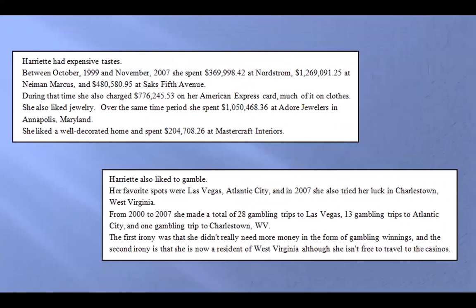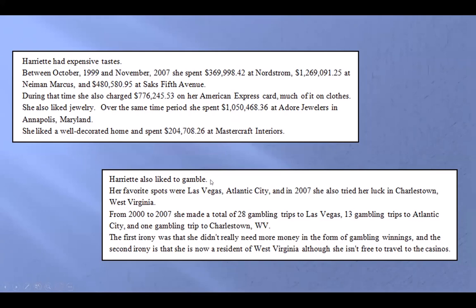Harriette had expensive tastes. You can read the top lines there. And here's another problem. If Harriette is spending that amount at Neiman Marcus and that amount at Nordstrom, she would be far better dressed than the average person in the office who was earning probably $80,000 a year at the time. And nobody appeared to say, why does Harriette wear all these very nice clothes on what would be a normal salary? Adored Jewelers, lucky them, $1,050,000.